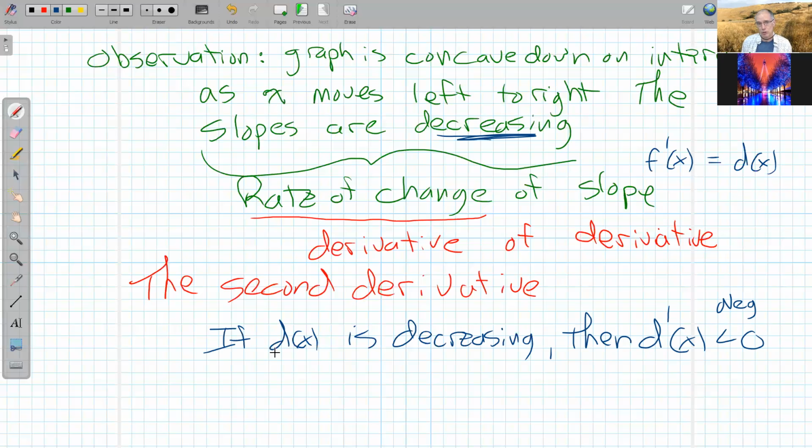I'm looking at d's derivative. d is f prime of x, so d's derivative, d prime of x, is really the second derivative of f of x. So let's check this out. Let's look at the second derivative of our function to see what's going on.